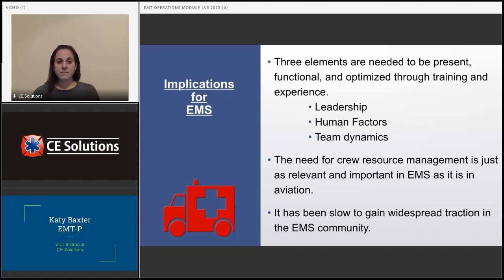For EMS, specifically ground EMS, there are three elements that need to be present: functional and optimized through training and experience. It's hard when it's your first day to know exactly how to handle these things. So there needs to be a leadership component in there. There's a lot of trust that goes with just being kind of a leader. You don't have to have a title or the eagles on your collar to be a leader or a boss. You can be a leader and lead from within.